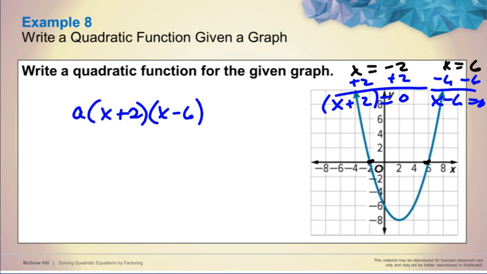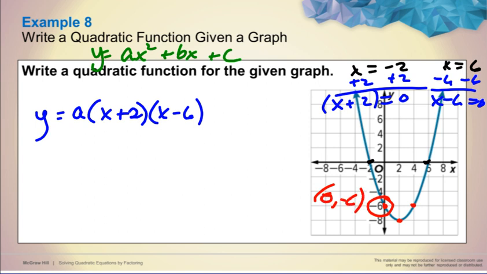I need to find my a and have my equation in this format: y equals ax squared plus bx plus c. Now I need to find a, so that means I need to use an x and a y coordinate. And I can choose any point that's on the blue line. I could choose this point, this point, this point. So I'm going to choose this one because it's easier. So that'd be 0 and -6.